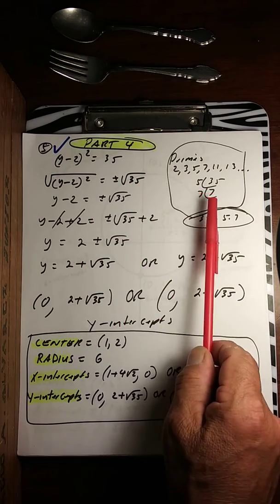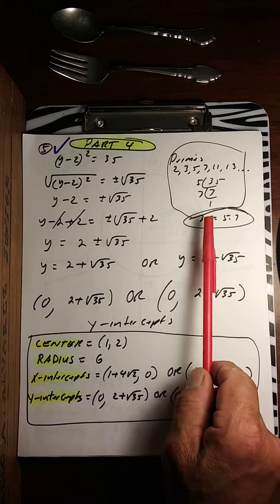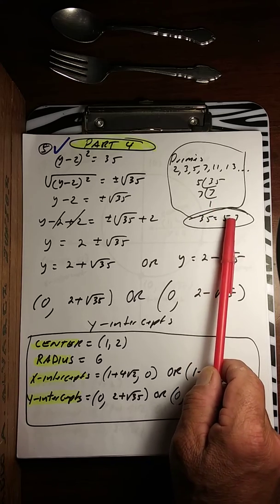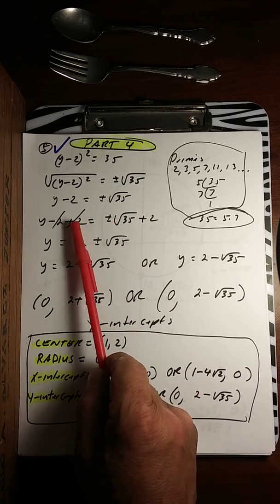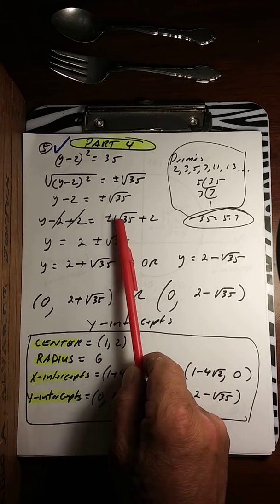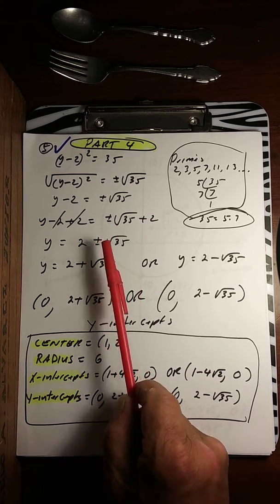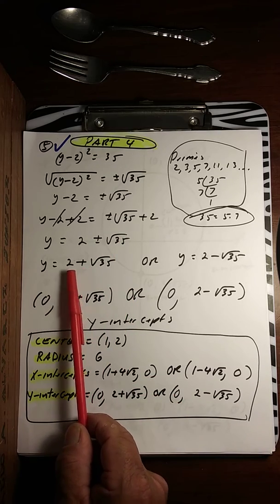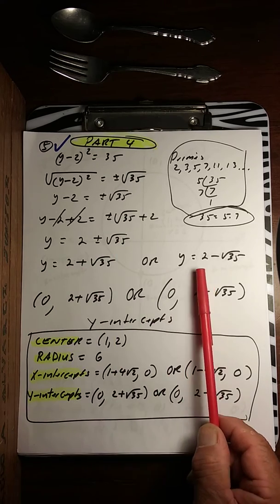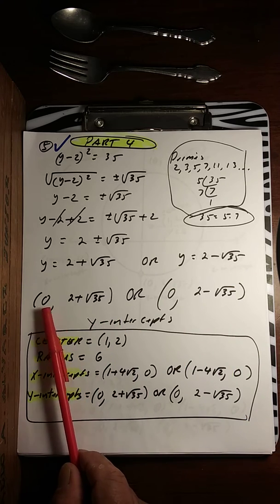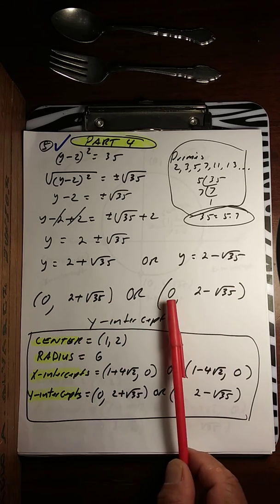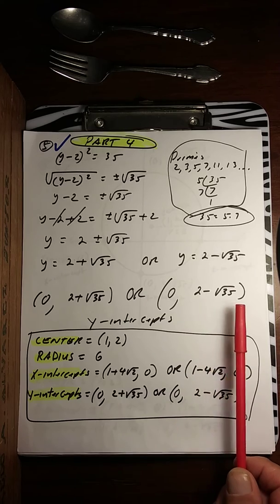And the square root of 35: 5 times 7 is 35, and that's not going to help anything. Leave it alone. So now we add 2. So we have plus or minus square root of 35 plus 2, or 2 plus or minus square root of 35. So y equals 2 plus square root of 35, or y equals 2 minus square root of 35. So the y-intercepts are 0, 2 plus square root of 35, or 0 and 2 minus square root of 35.